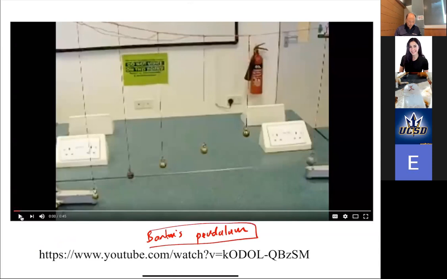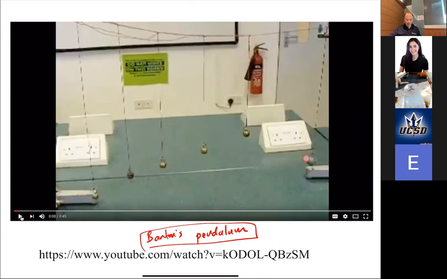Which I never heard of until I Googled it. This is from the YouTube rabbit hole that I found. So the idea is, what you're seeing here is pendulums with different lengths, right? And if you go back to your physics classes, you know that the frequency goes like the square root of g over L or something like that, right? So these are going to have different frequencies of oscillation, right?